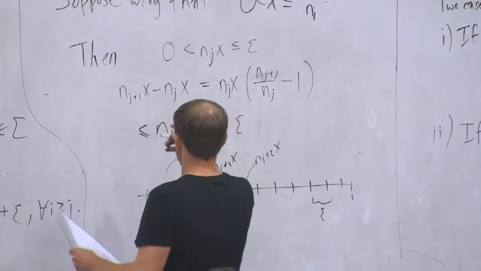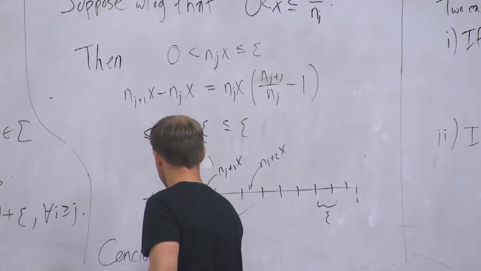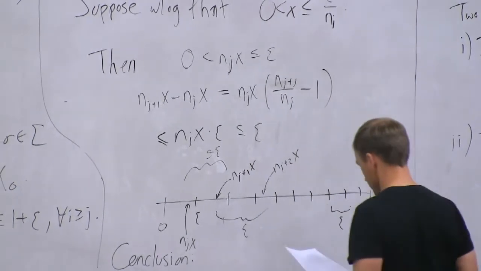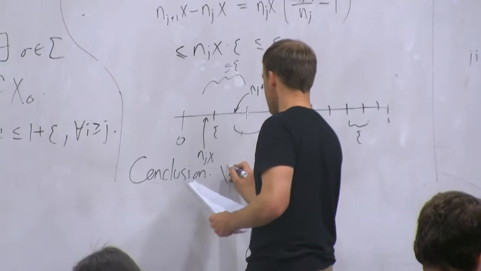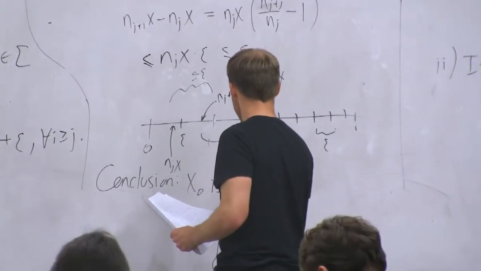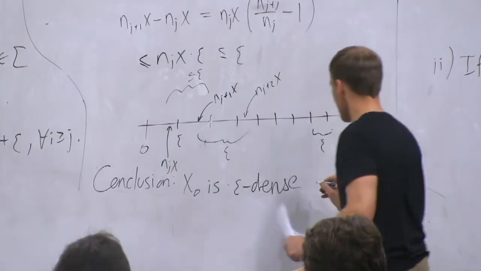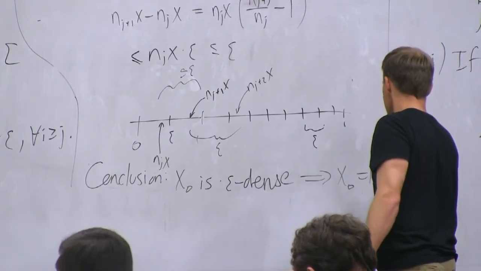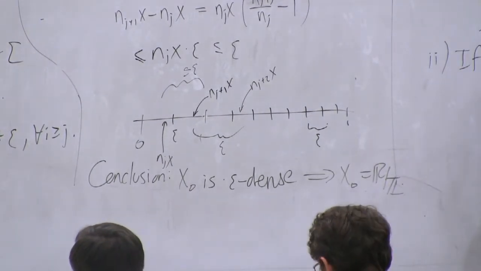Now, the conclusion of this picture is that the set x naught is epsilon dense. Epsilon is arbitrary, and so the conclusion here is that x naught is all of the circle, all of R mod Z. And that's the end of case 1. Do you understand the proof of case 1?